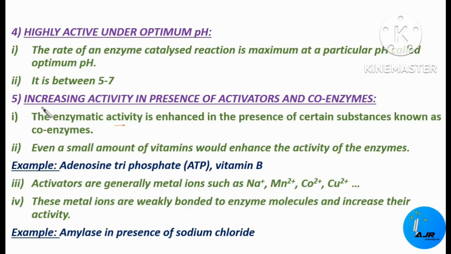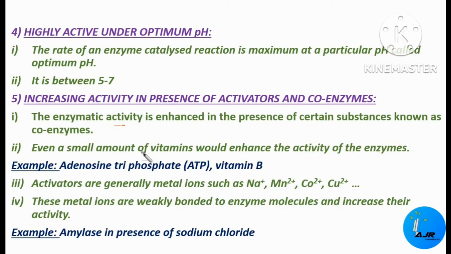Understood, students? The next important point is increasing activity in the presence of activators and coenzymes. See, the enzyme activity will be enhanced in the presence of activators and coenzymes. Let's see what are coenzymes and what are activators. Actually, the enzymatic activity is enhanced in the presence of certain substances known as coenzymes. Even a small amount of vitamins would enhance the activity of these enzymes. These vitamins will be acting as the coenzymes. Understood? So what happens in the presence of these coenzymes? The enzyme activity will be enhanced.